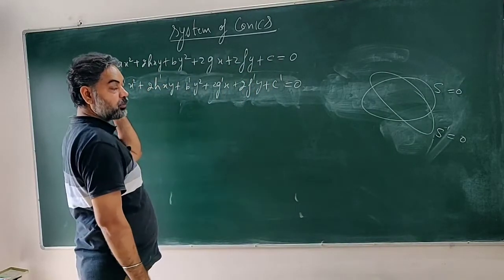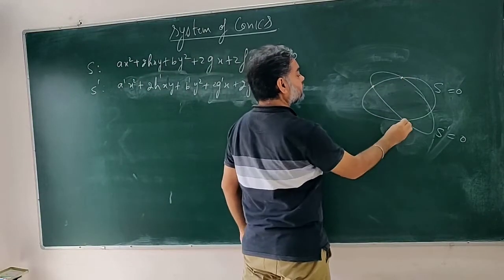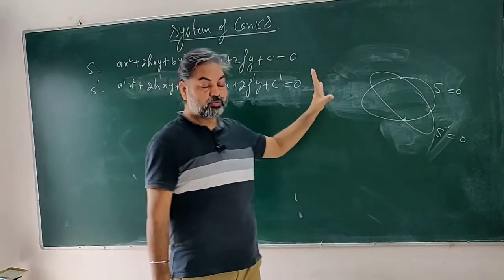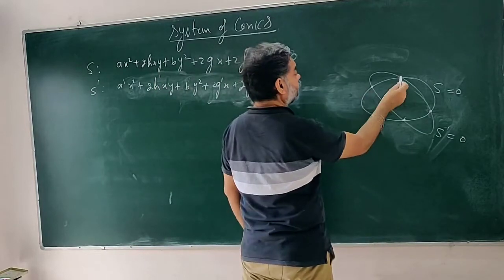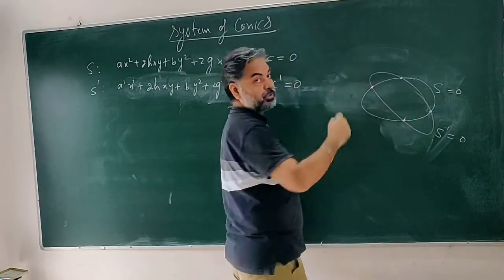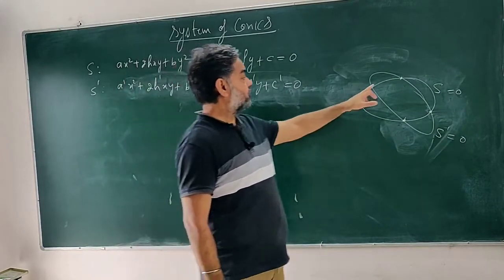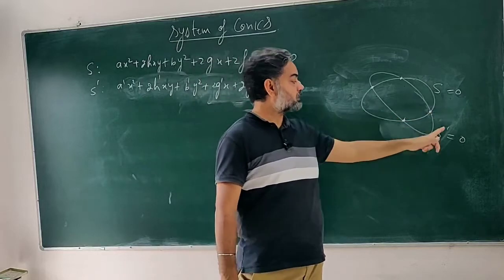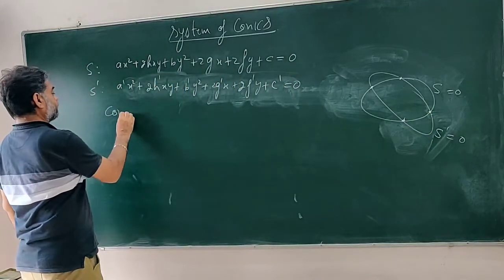Now consider these points where these 2 conics meet. These 4 points are the points where these 2 conics meet. We want to find the equation of all those conics which pass through these 4 points, which are the common points of the conic S and the conic S'. So consider the equation.